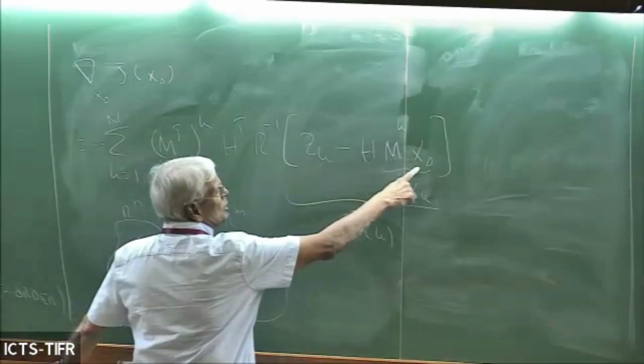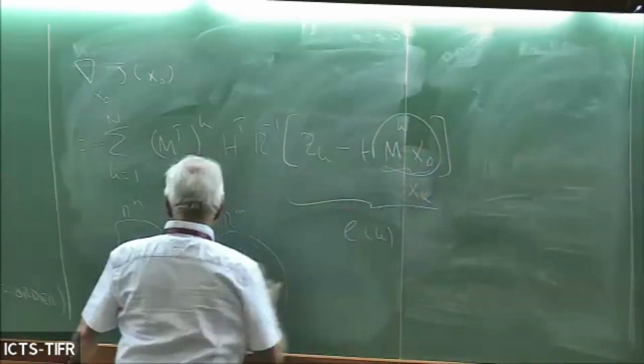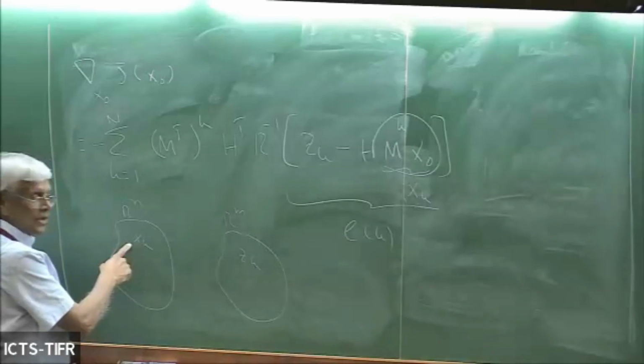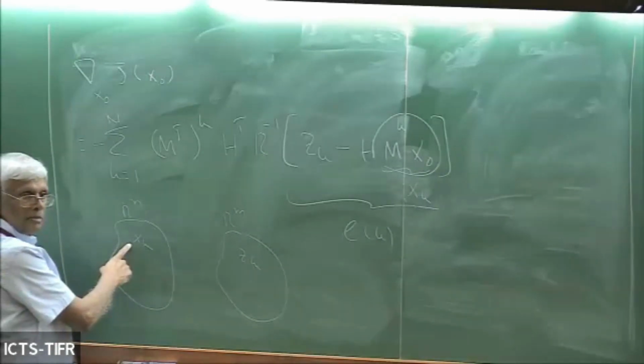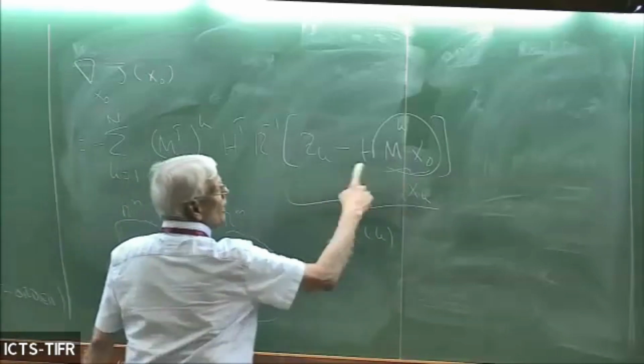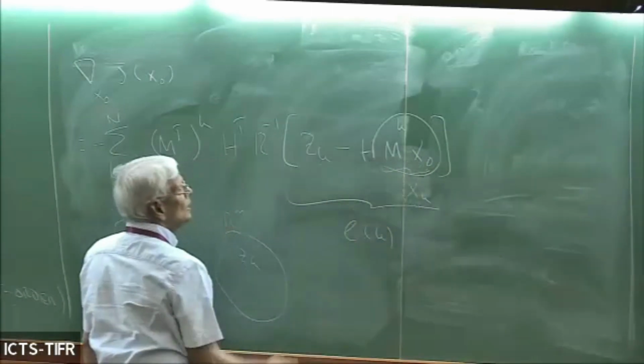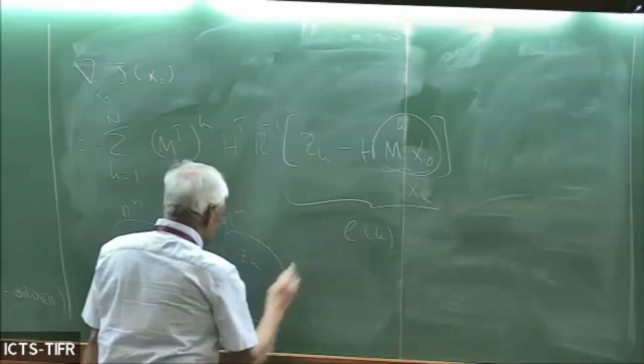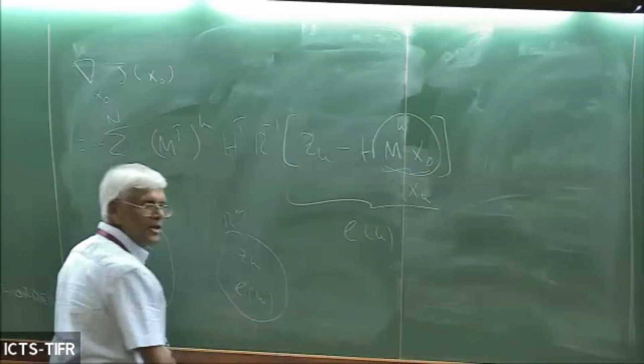H of m transpose x naught, that is a state in here, which is xk, right? Everybody plays. So this difference is an m vector. This is the m vector. So this ek lies in the observation space.